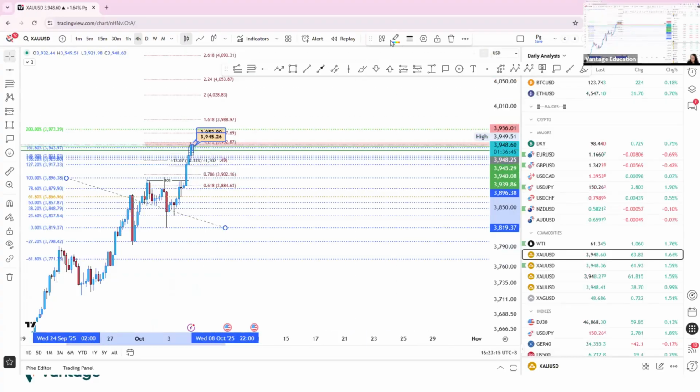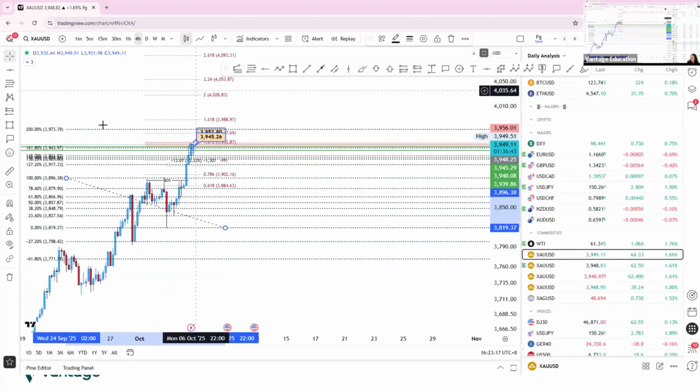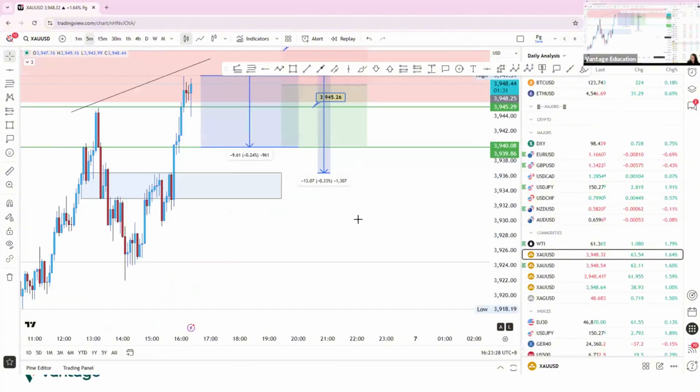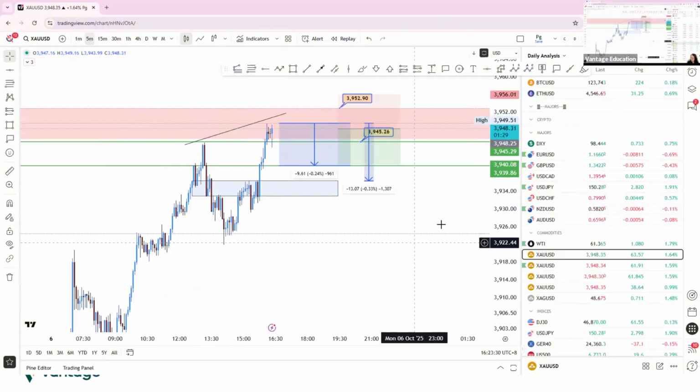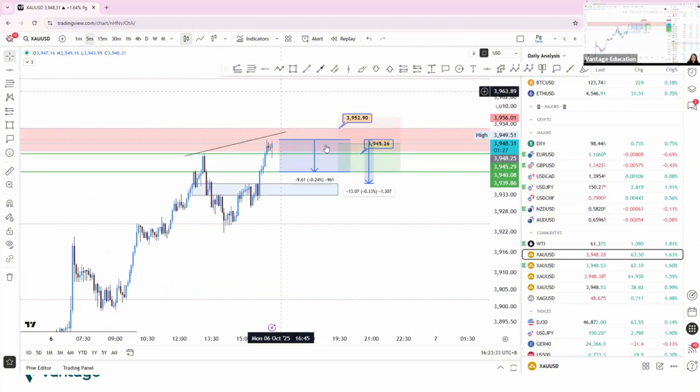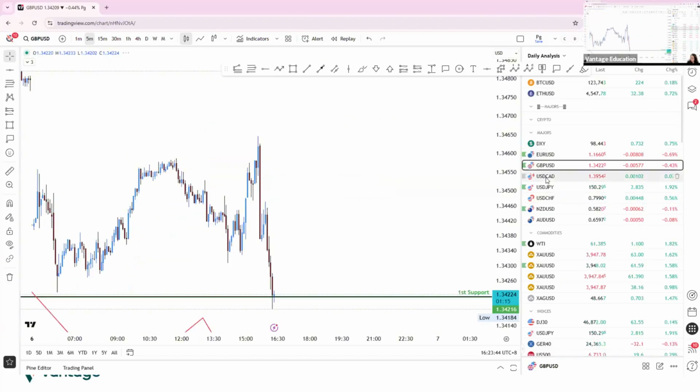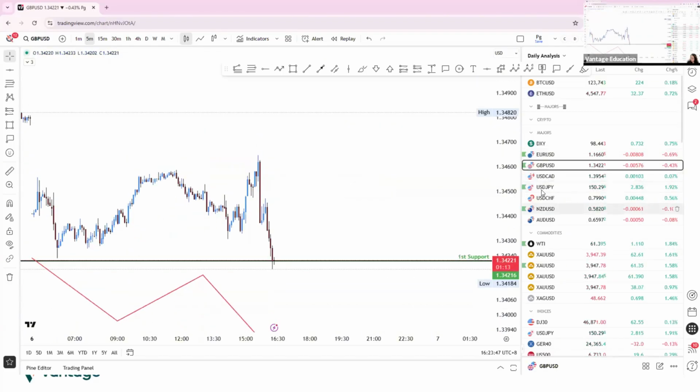I can put the 200% at the another resistance, 3970, but I think best is to wait for the pullback. I only can give you these zones for the sell entry. We come back to that together. Okay, GBP done. Set the post support.